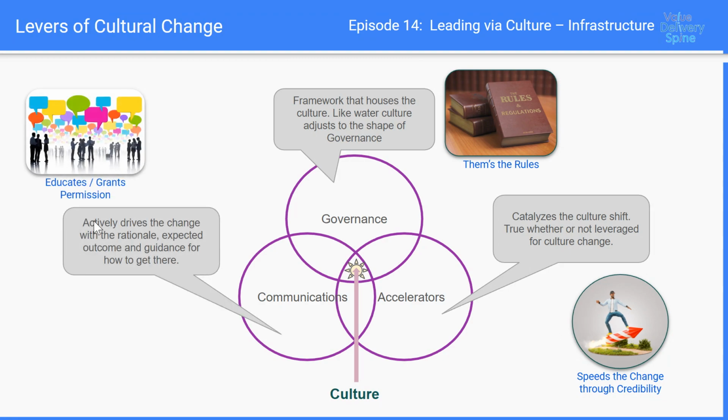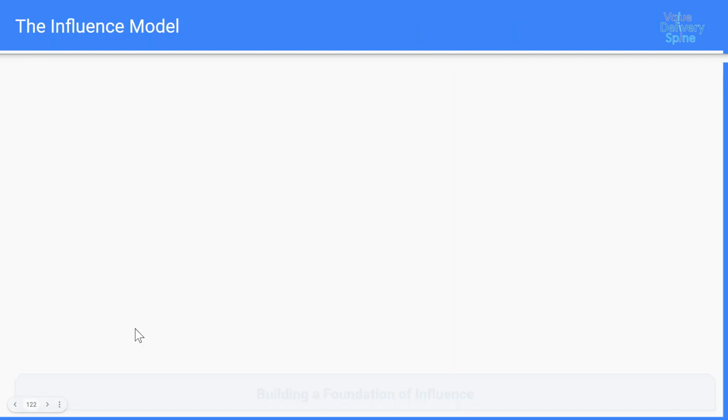And then finally, communications. And this is the active part of driving culture, which is either you're trying to entrench the culture you have, or you're trying to shift your culture to a new place. This set of education and communications and leaders saying what's important to them is the way you do that. So those are the three aspects of infrastructure that either entrench or change culture.